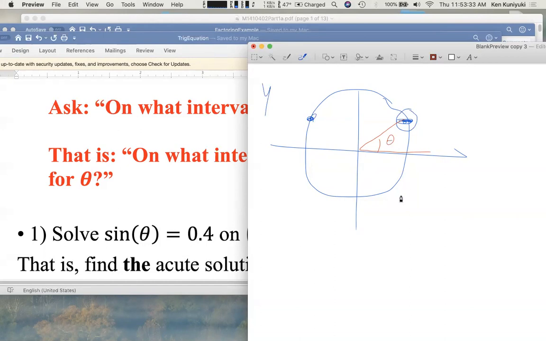And how would you calculate this on your calculator? How would you find the measure for this acute angle? Well, it depends if you're in degree mode or radian mode. Make sure you're aware of what mode you're in and how to go back and forth between the modes.